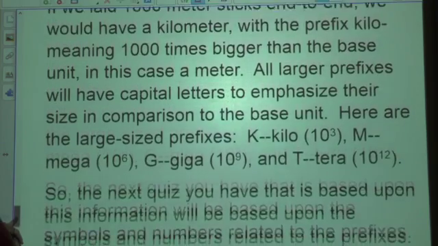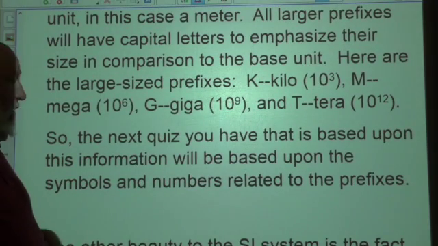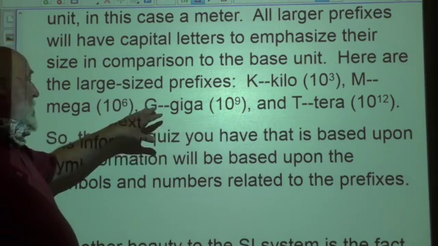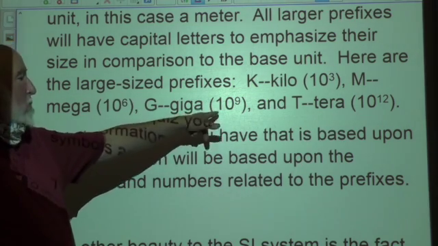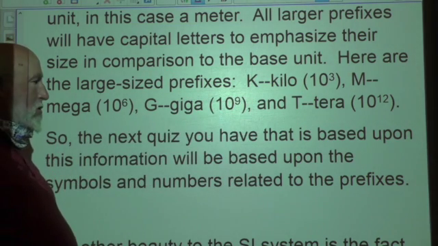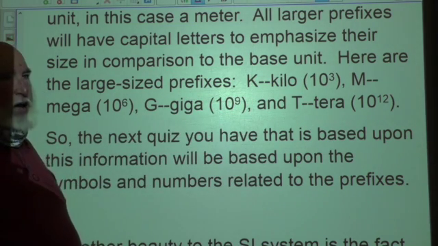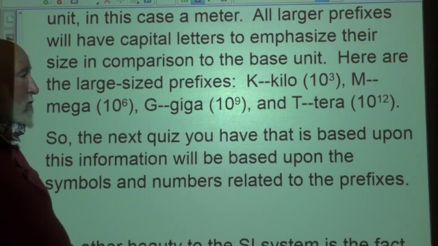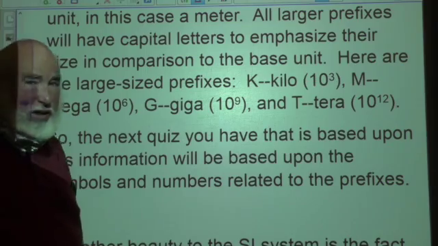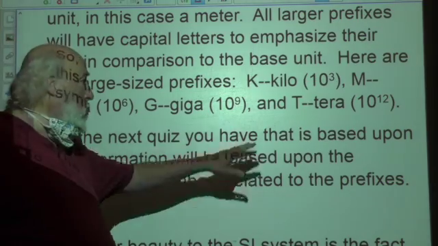M is mega, as in megabucks. You see that advertised all the time, meaning millions of bucks, 10 to the sixth, million. G is giga, which means billion, 10 to the ninth, and T is tera, which is 10 to the 12th. Those of you who are familiar with computers know that a hard drive now holds a lot of terabytes, and they're getting ready to go up to the next level, which I believe is exabytes. But we're not going to do exa, we're going to stick with tera.